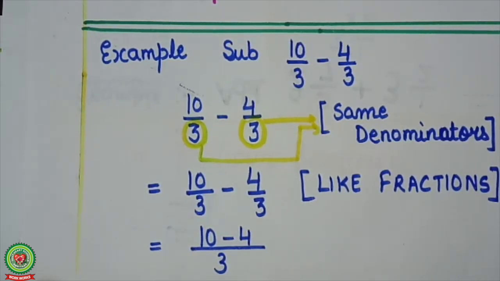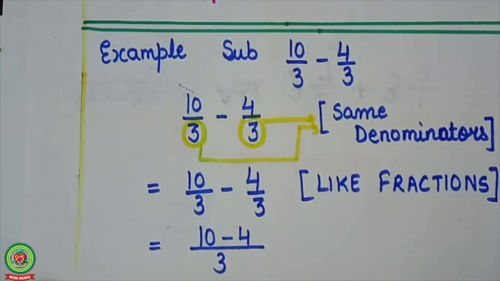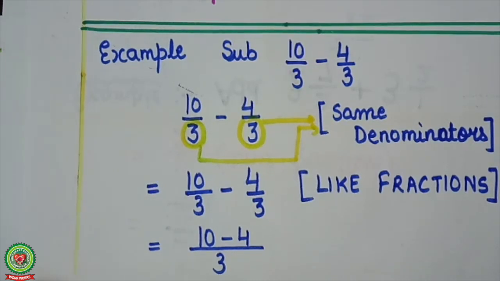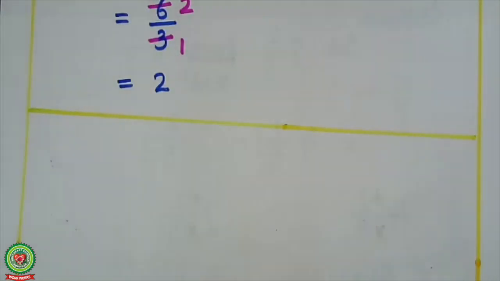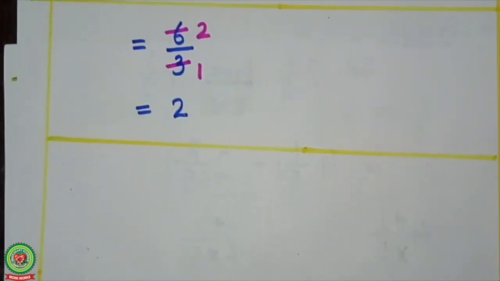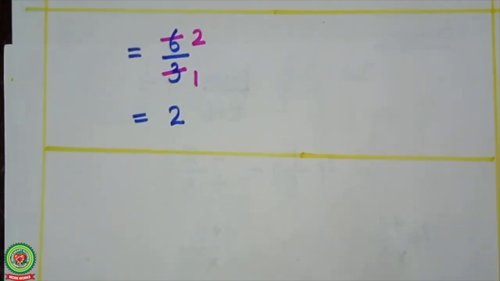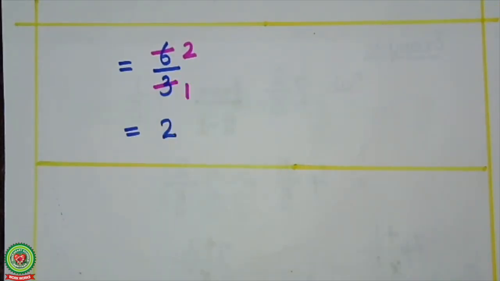What are numerators here? 10 and 4. So what we will write? 10 minus 4 upon 3. Now tell me, what is 10 minus 4? That is 6. It is coming 6 upon 3.